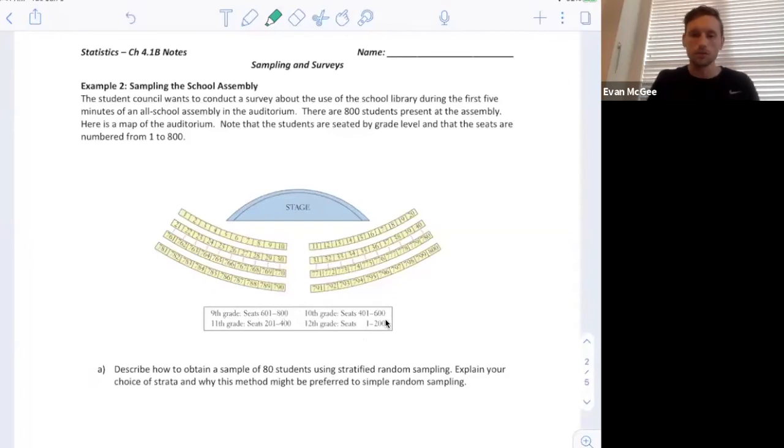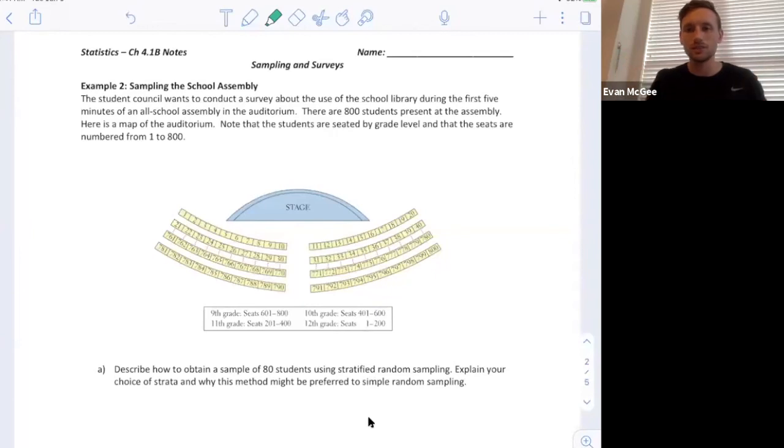So what we want to do is describe how to obtain a sample of 80 students using a stratified random sample. Explain your choice of strata and why this method might be preferred to a simple random sample. So first, if we're doing a stratified sample, we need to figure out what our strata are going to be. And strata should be similar within, but different between the groups.